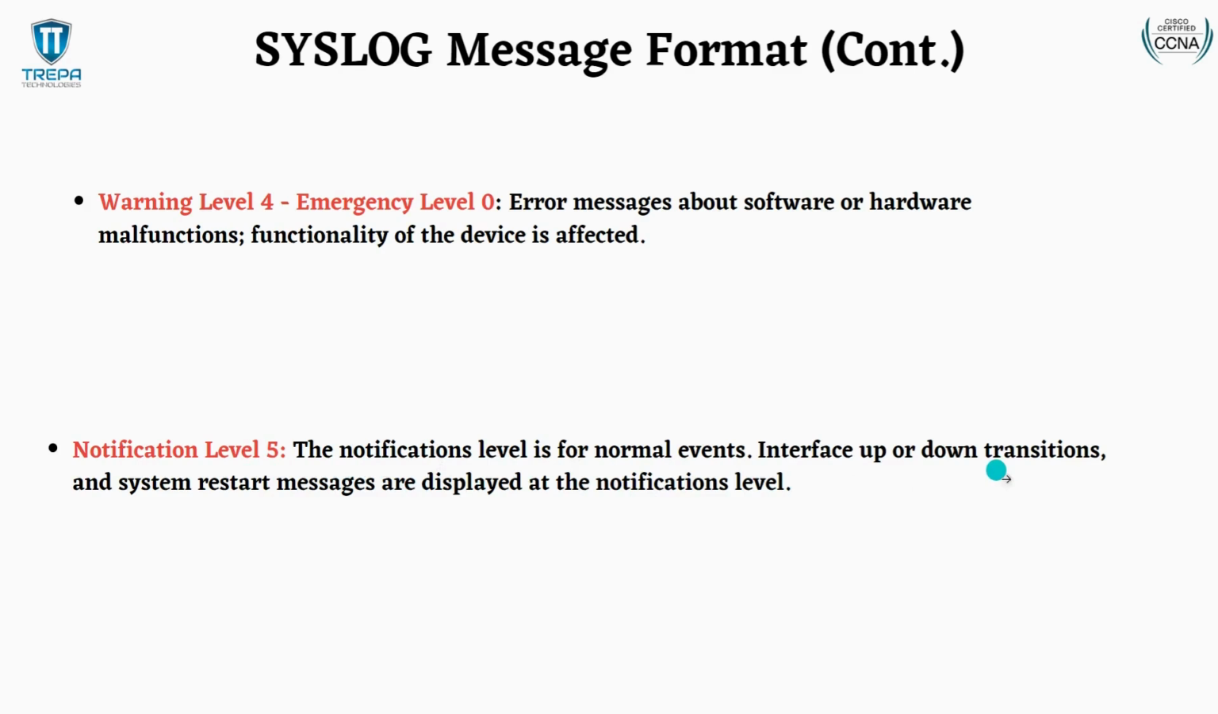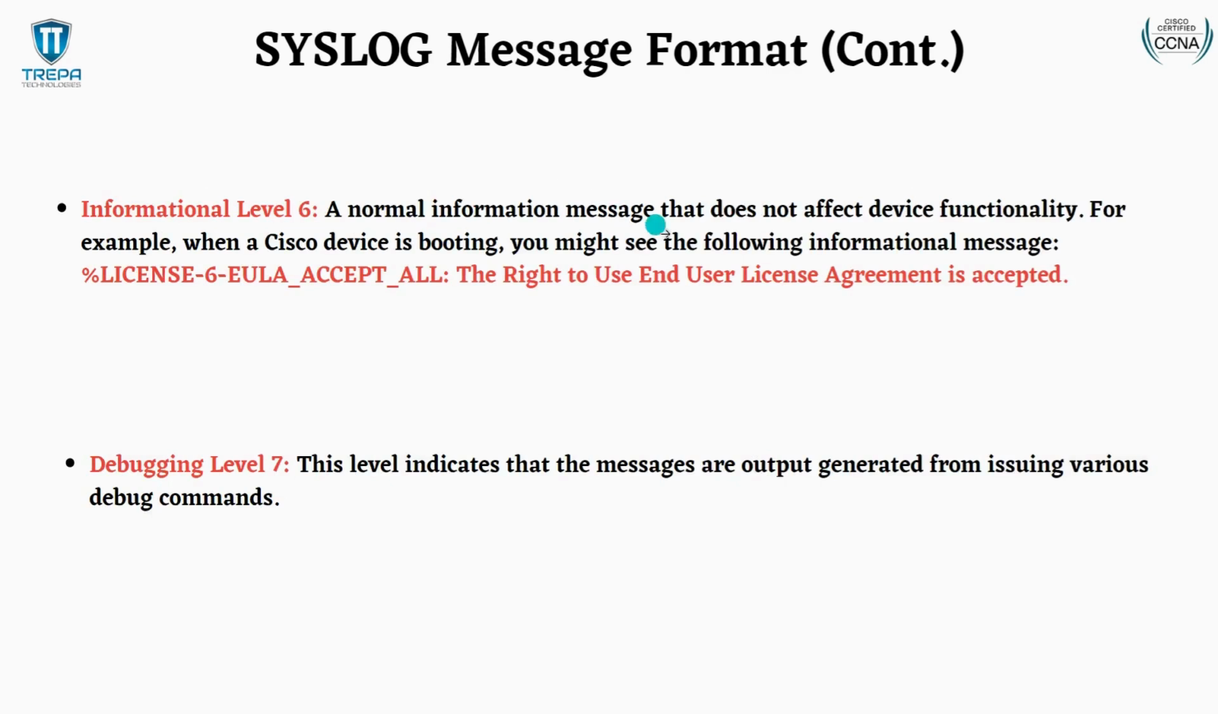And then the notification level, or level 5, is going to be just for normal events, stuff that's happening that maybe you, the administrator, have done, like an interface coming up and down, you shutting and no shutting, when the system restarts. And then level 6 is going to be just informational stuff, right? That's not affecting the device, but maybe you need to know. Like when a Cisco device is booting, it may let you know via Syslog on the CLI, like, hey, the license has been accepted. Awesome.